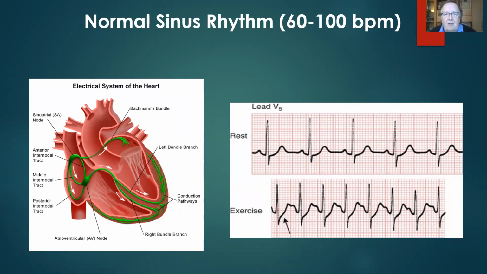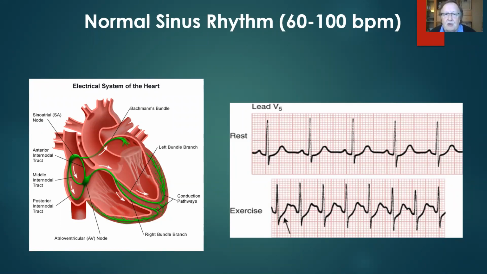Is there a P wave before every QRS complex? Yes, there is. And is there a QRS complex after every P wave? Yes, there is. What is the PR interval? And we can have a look there, and we're quite happy that looks like 3 to 5 small squares.